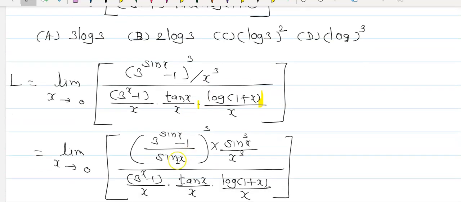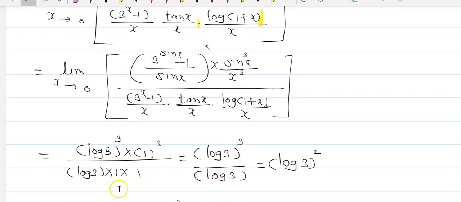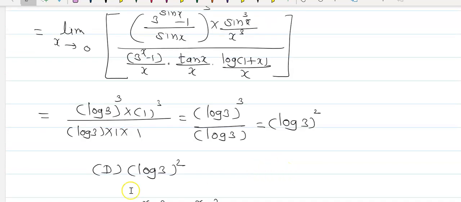Split it up: (3 raised to sin x minus 1) upon sin x, bracket cube, into sin cube x upon x cube; (3 raised to x minus 1) upon x; tan x upon x; log of 1 plus x upon x. Take their limit: (log 3) bracket square into 1 cube, (log 3) into 1 into (log 3) bracket cube, log of 3. That's how you will get (log 3) bracket square.